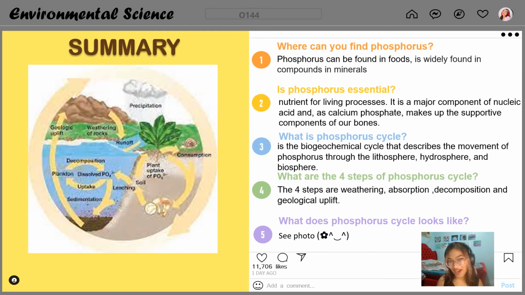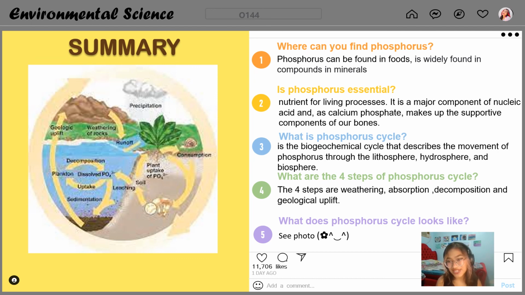So in summary of our report, we can find phosphorus in foods and in compounds in minerals. Phosphorus is essential as it gives nutrients for living processes, and it is a major component of nucleic acids. As calcium phosphate, it makes up the supportive components of our bones. What is the phosphorus cycle? It is the biological cycle that describes the movement of phosphorus through the lithosphere, hydrosphere, and biosphere. What are the four steps? They are weathering, absorption, decomposition, and geological uplift.